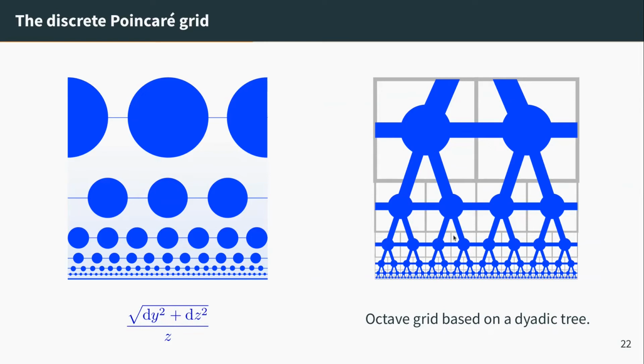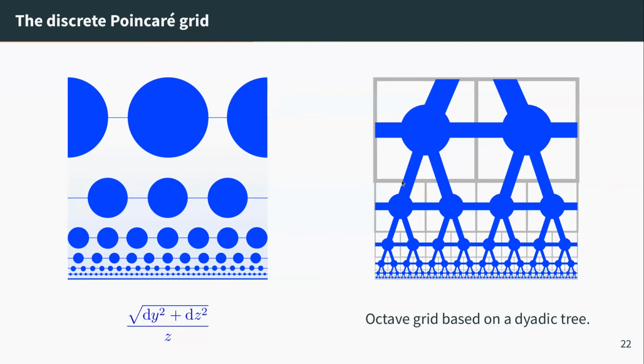And if you do that, what happens is that if this is your coordinate z, your altitude, then the scale of your square, and so the scale of your ball, if you want, is exactly proportional to z. So in a sense, this is very much a discrete equivalent, a discrete analogy for this space.